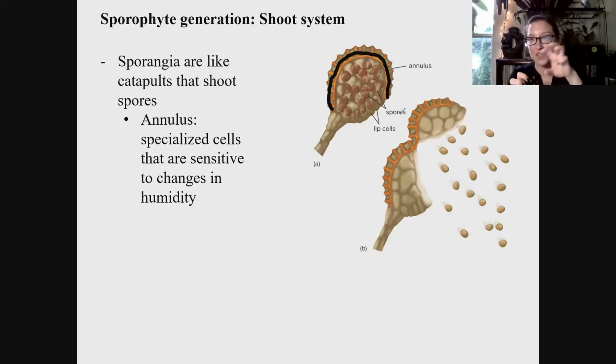and the humidity causes them to change their shape a little bit, and that causes the cells of the annulus to open up the sporangium. And so you can see that's what's happening here. And then eventually the tension gets so high that it, boom, shoots the spores out like a catapult. So plants move, and ferns have catapults on them. So there you go.